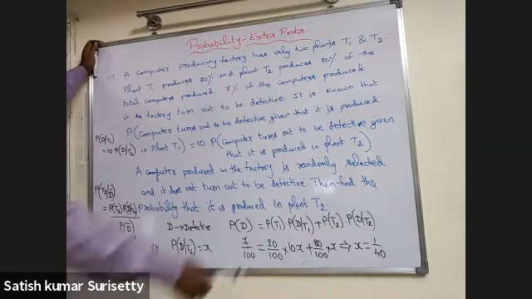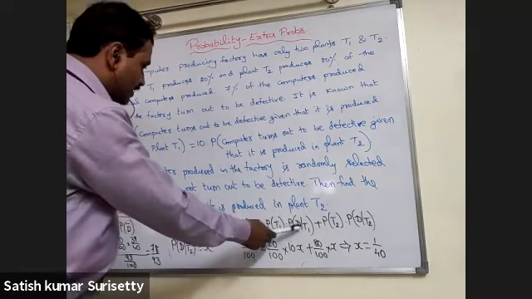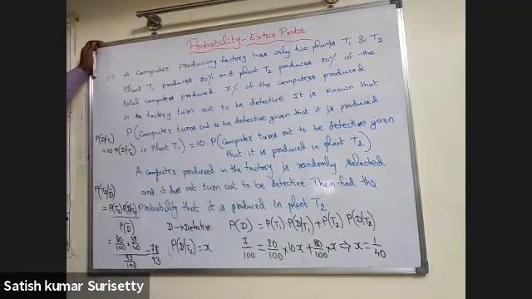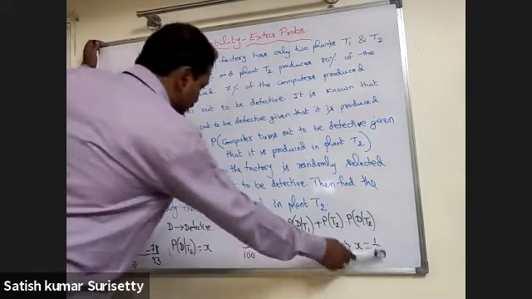Now, total probability, that is the probability of a defective computer, is the probability of T1 into the probability of D given T1, plus the probability of T2 into the probability of D given T2. Now, when you simplify, you'll get x equal to 1 by 40.